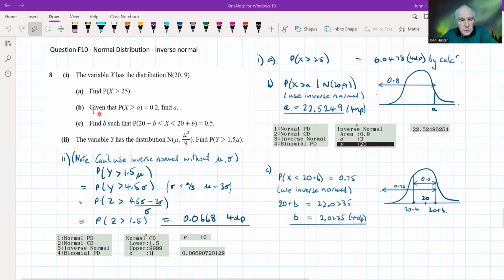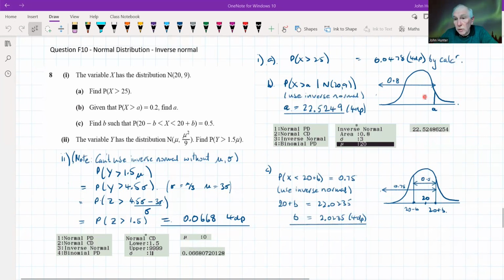Now, the second part's slightly different. Given that the probability that the random variable is greater than a is equal to 0.2, find a. If we look at this little diagram, a little bell curve, that's the normal distribution. Here's our value a that we're trying to find. What we're saying is that the area to the right of that and under the curve is 0.2. So therefore, everything up to a is going to be 0.8.